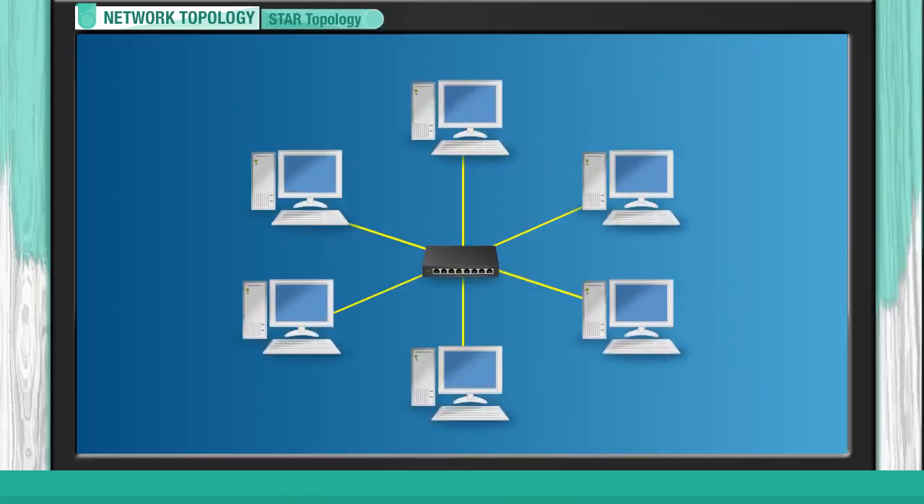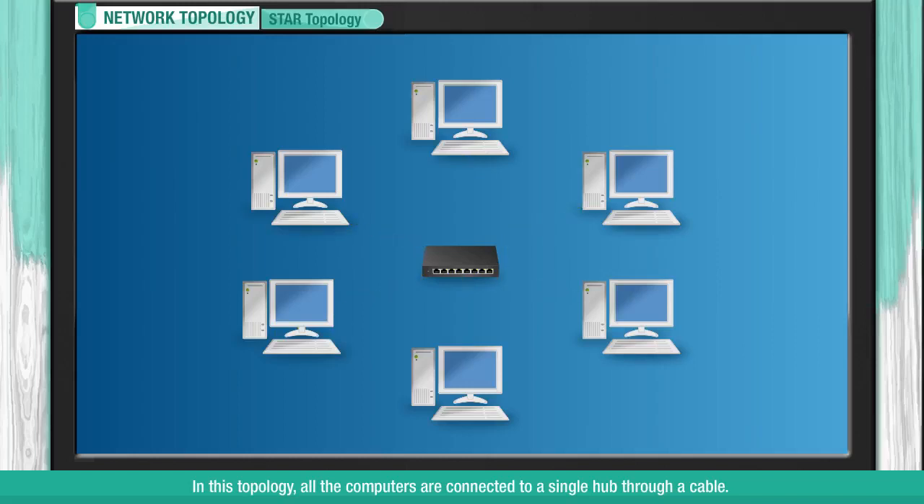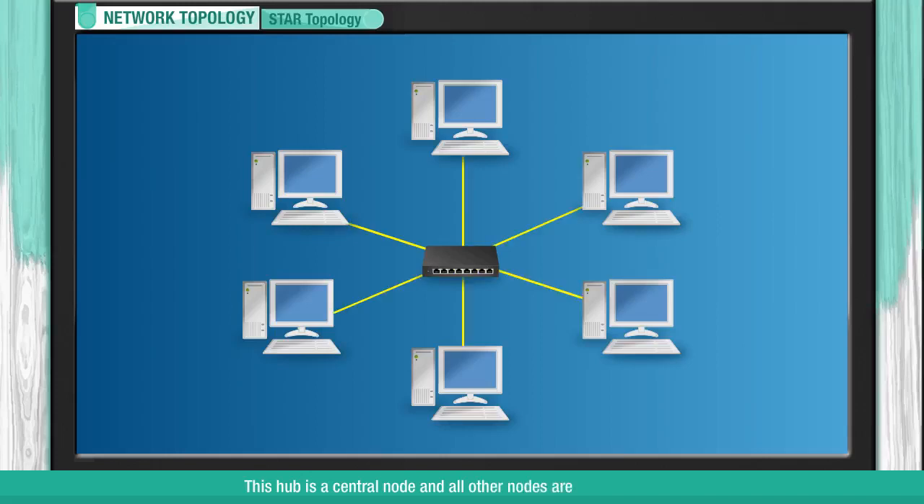Star topology. In this topology, all the computers are connected to a single hub through a cable. This hub is a central node and all other nodes are connected to it.